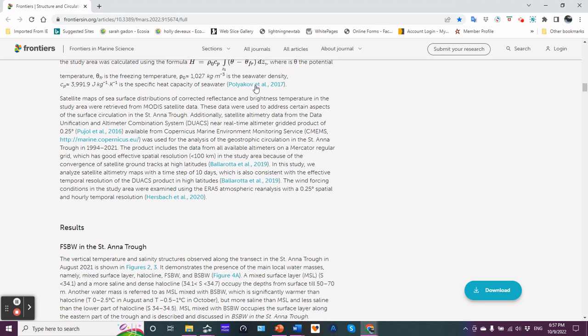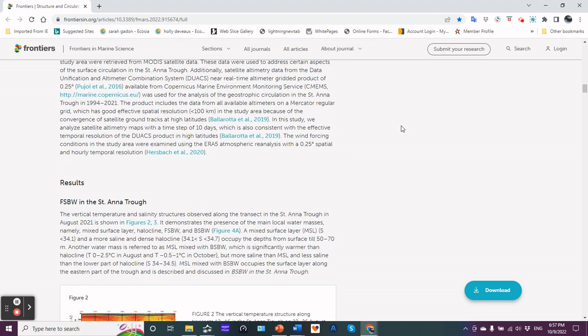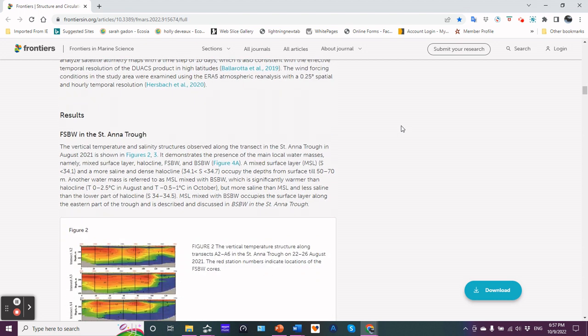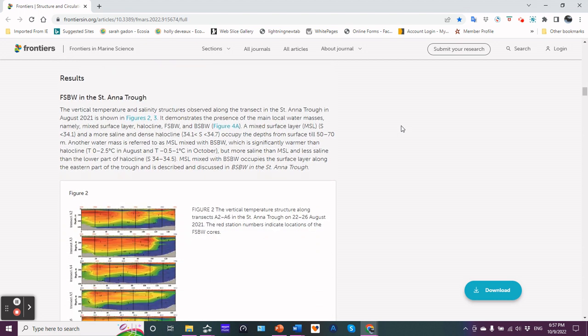And again, Lyakov, 2017. Satellite maps of sea surface distributions of corrected reflectance and brightness temperature in the study areas were retrieved from MODIS satellite data. These data were used to address certain aspects of the surface circulation and St. Anna Trough. And they go on to describe some other aspects of their methodology. Okay, let's take a look at the results now.